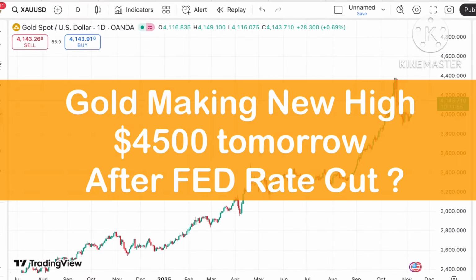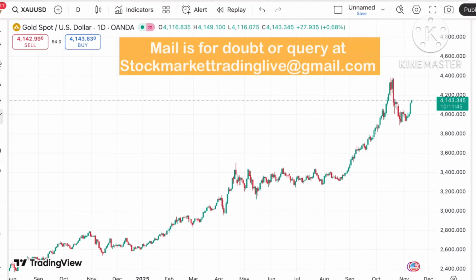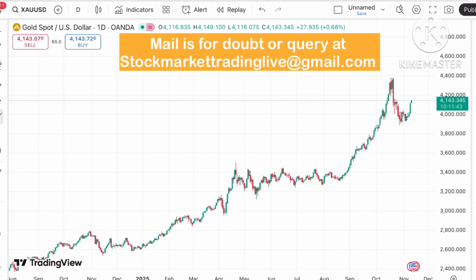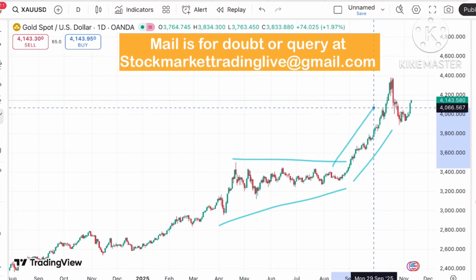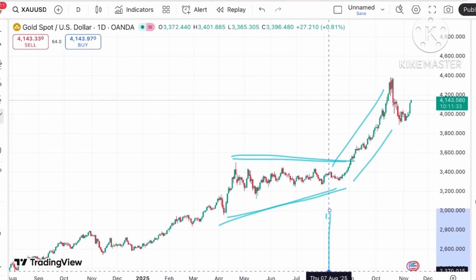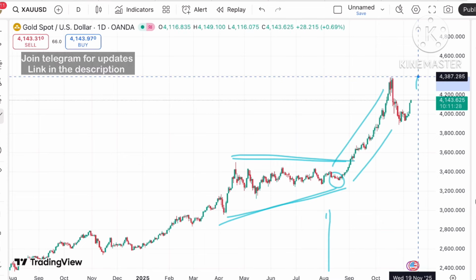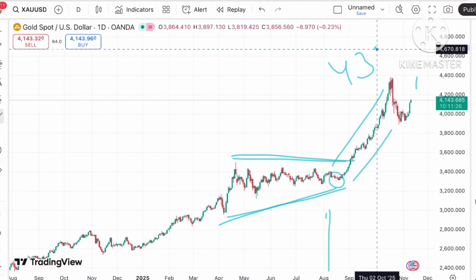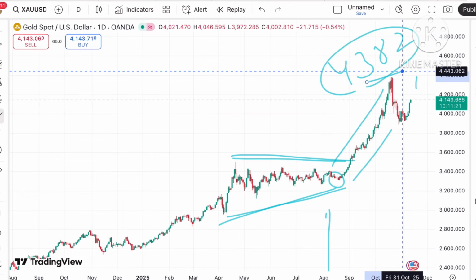Today in this video I'll explain how the price of gold has moved in the last 2 days and how it can move in the next 2 days. If you look at the chart of gold, it is trading at a level of $4143.34. We have seen a continuous upside after this level because a narrow pattern has formed and we have seen a change in volume at this level. The price has already touched $43.82, as you can see on this chart. After that, there is a continuous fall.